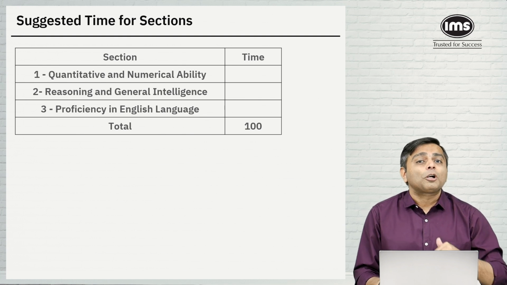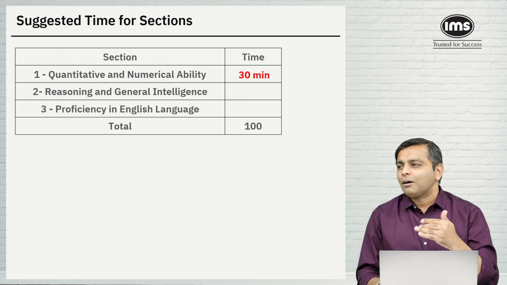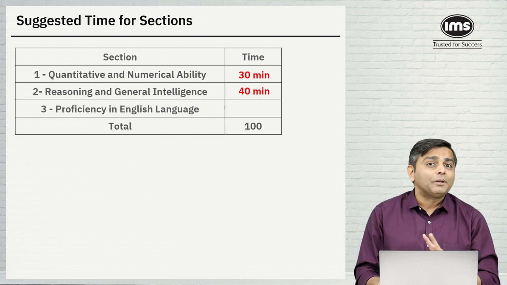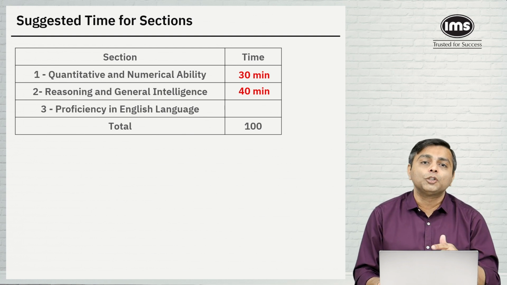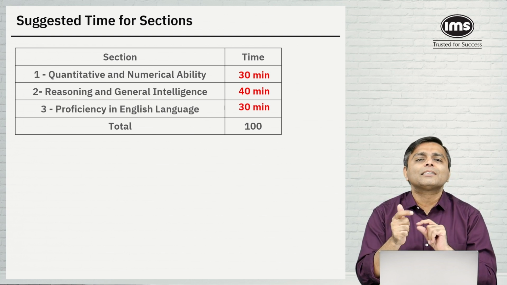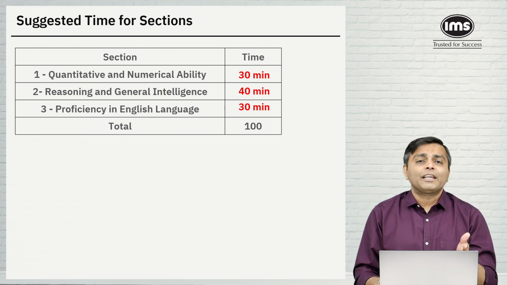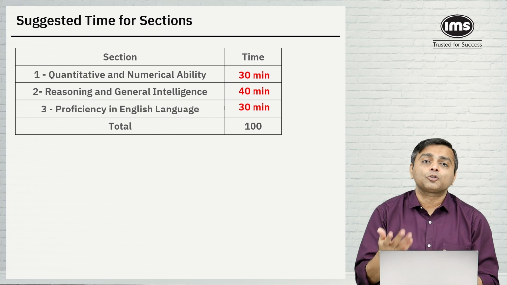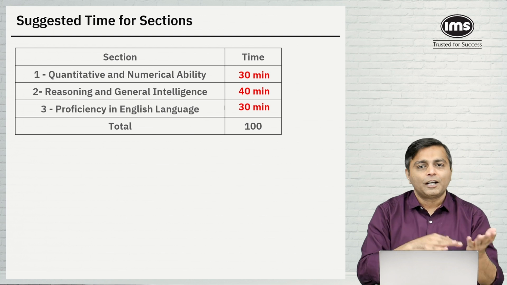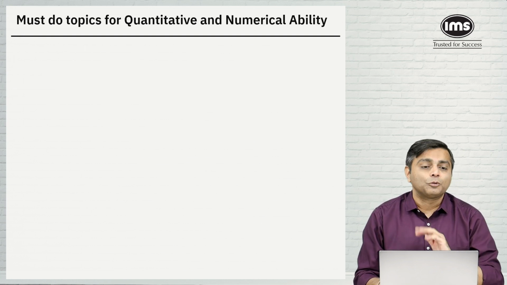Suggested time for the sections: what we generally suggest is that you take 30 minutes for quant and attempt around 25 to 30 questions. For reasoning and general intelligence, you should give 40 minutes because it is a section that can fetch you most of the marks. And verbal, another 30 minutes. You can tweak these time limits plus or minus 5 minutes depending on your strengths. If you are clearly weak in maths and want to leverage your score in verbal, take 5 minutes from maths and give it to verbal. The other way around if you are very good with maths. These are the broad guidelines that we think should be followed.